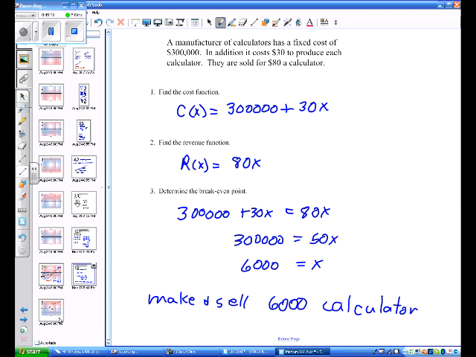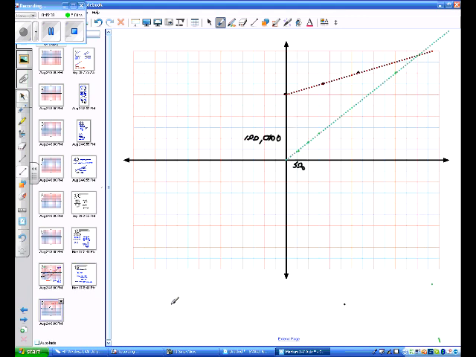Now, if we wanted to look at the graph of this, it was kind of hard to graph because our units were so big. So what I did was I let each line represent $50,000. So this was $100,000, $200,000, $300,000. And then each of our lines here represented 500 calculators. So this was our calculators, this was our money. Over here was the money, and this was the number of calculators. So each line represented 500.